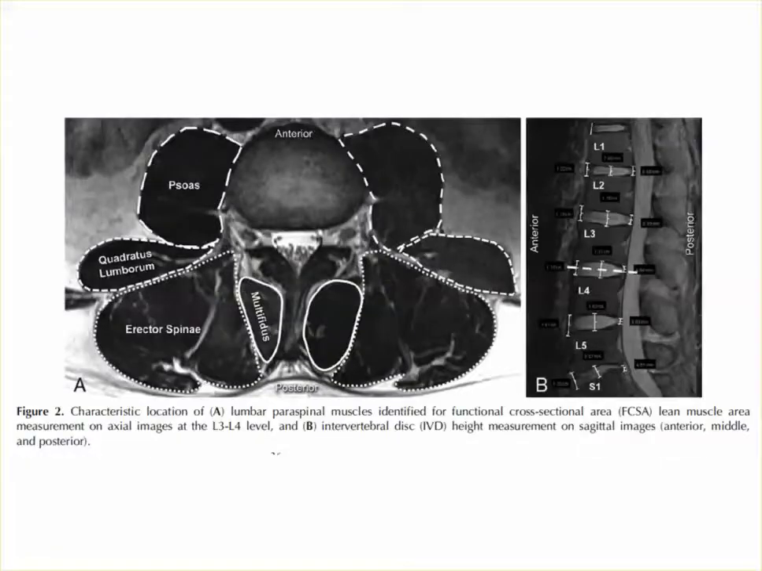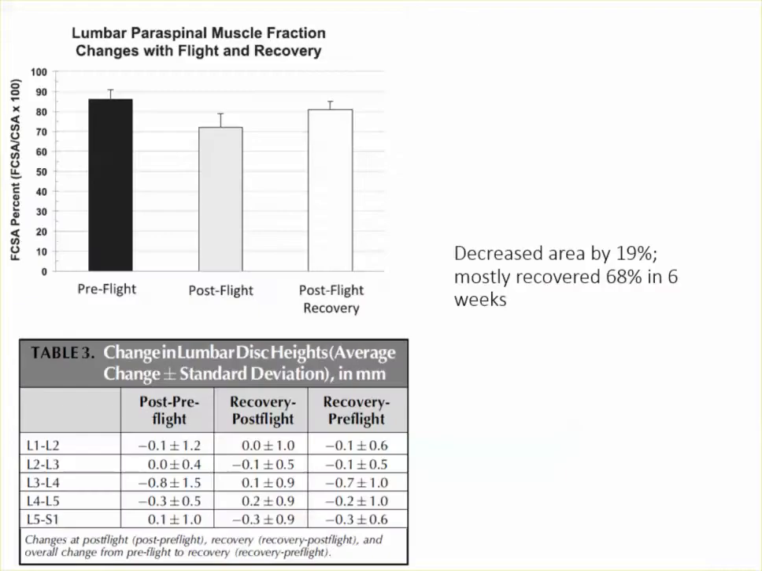So they studied these astronauts, and they took MRIs before they left, and the minute they came back, and then also 2 months later, after they'd been on Earth for 2 months. They looked at the discs, and they looked at the muscles all around the spine. They call it the functional cross-sectional area. Basically, they measured the volume of all the muscles all around the spine. And what happens to the astronauts?